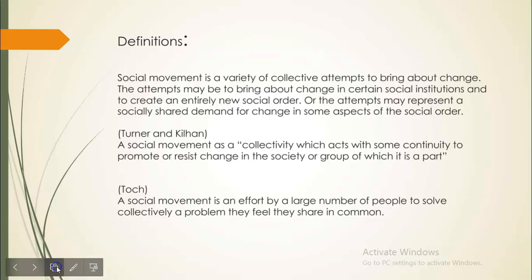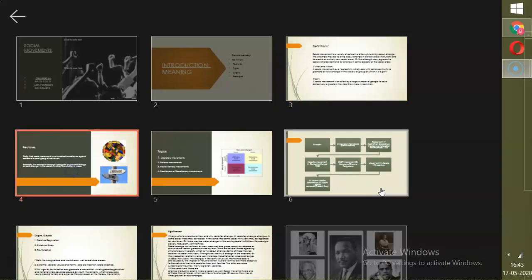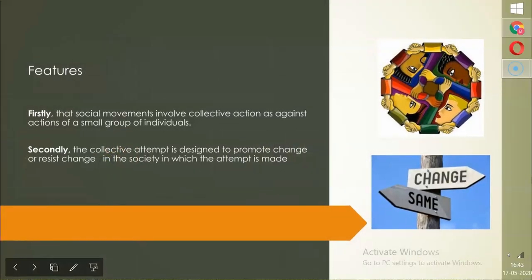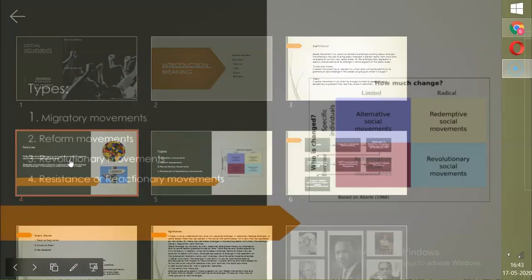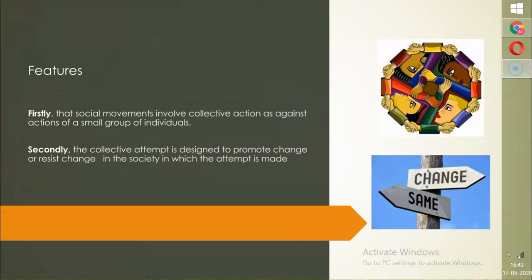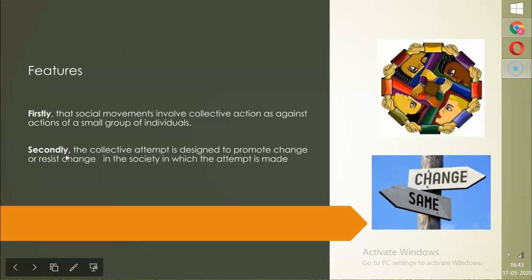So let us have a look at the next two features. So here we are, features. Firstly, the first feature is that social movements involve collective action as against actions of a small group of individuals. So it is basic feature, and it is evident in the definition itself. It is very much clear in the definitions itself that it is a collective action, and it cannot be an action of a small group of individuals. So it is a collective action.